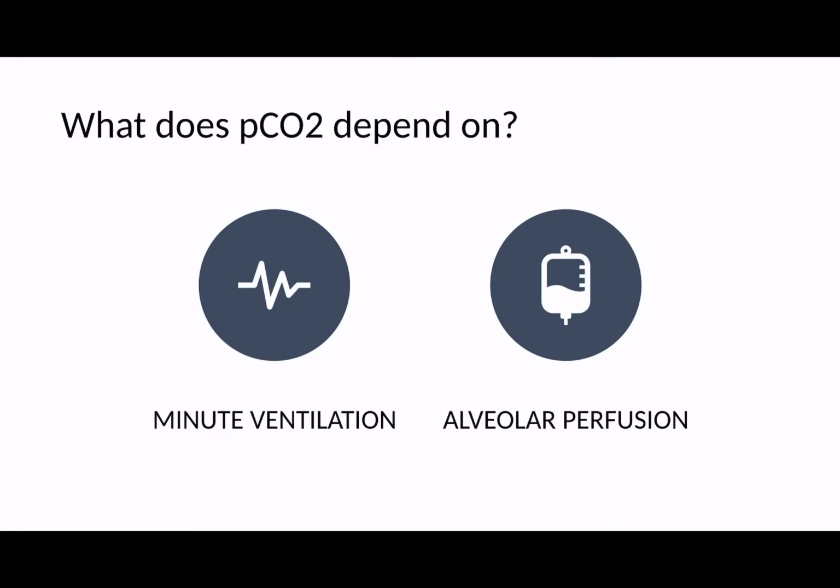Carbon dioxide, generally speaking, depends upon the minute ventilation of a patient, so the bulk movement of gas in and out of the lungs. And that's dependent upon the tidal volume and the respiratory rate of the patient. Again, as with oxygenation, alveolar perfusion is key. 50% of what happens in the lung is ventilation, so the movement of gas, and the other 50% is the blood flow. And it's the matching of both the ventilation and the perfusion that is key to having efficient ventilation of a patient and good management of carbon dioxide and oxygen levels in the blood.